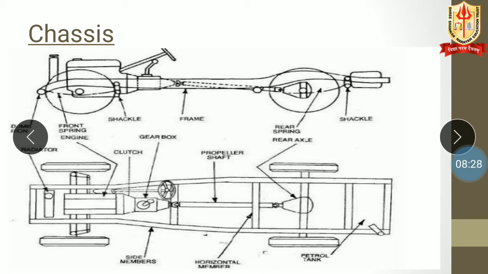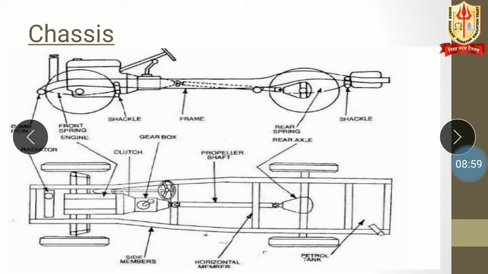The second one is component mounted on chassis. These two questions are going to be asked in your exams. So what will be the answer if the question is asked, what are the components mounted on chassis? The components will be radiator, engine, gearbox, clutches, propeller shaft, differential, rear axle, front axle, and suspension system. So all these components are mounted on the chassis.